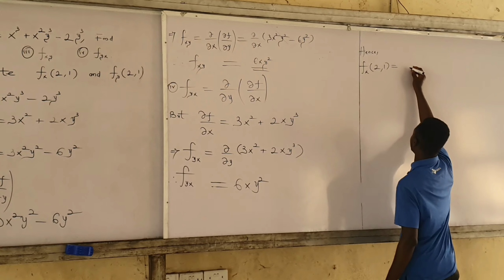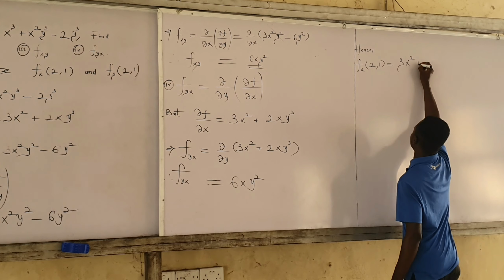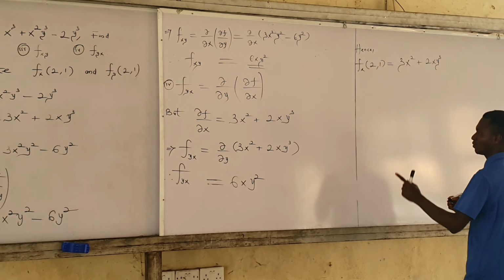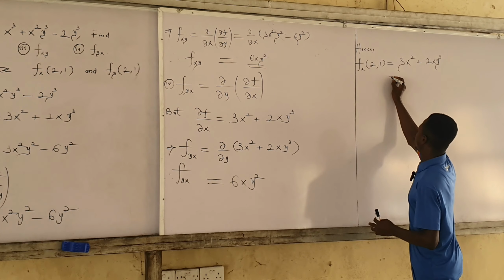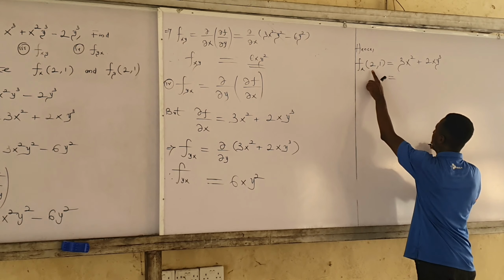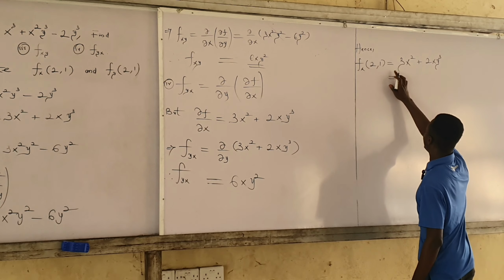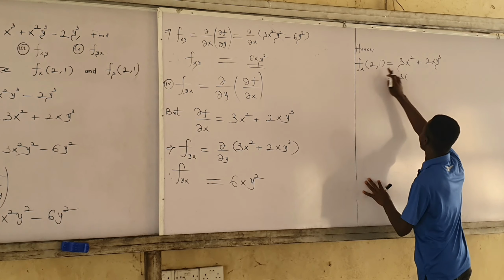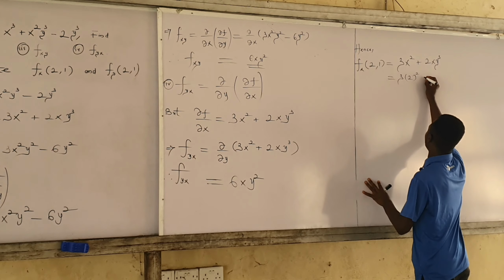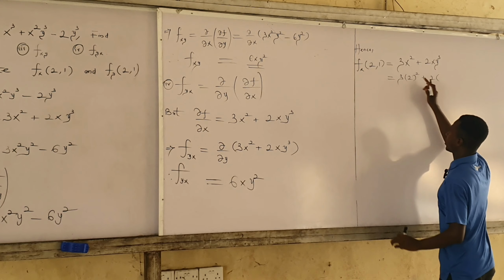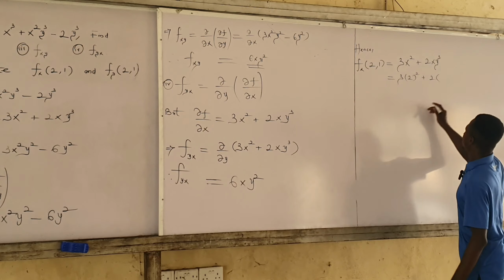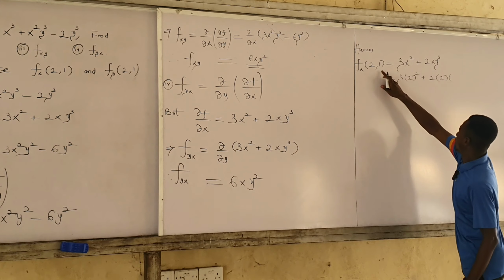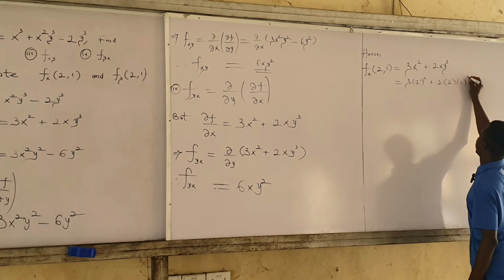So we have that to be given by 3x squared plus 2xy cubed. So that is what we have now. So all we just have to do is to substitute. So when we substitute now, wherever you see x, replace it with the value of 2, and y, the value of 1. So that is going to give us 3 open brackets, x is given by 2, 2 raised to the power of 2 plus 2 open bracket. The value of our x is given by 2, so that is going to give us 2 open brackets. y is 1, so we have here 1 raised to the power of 3.